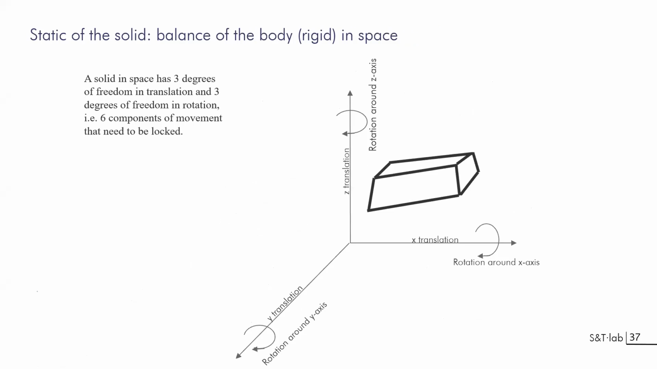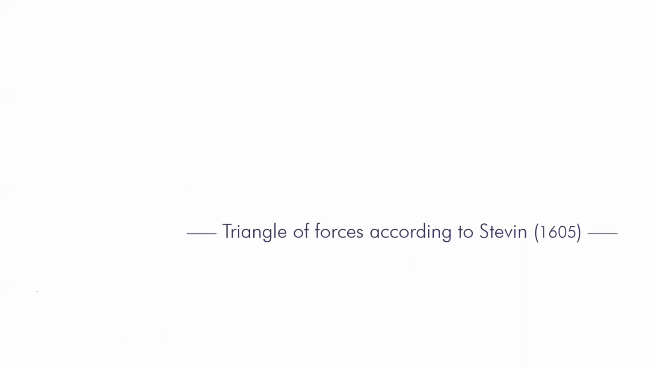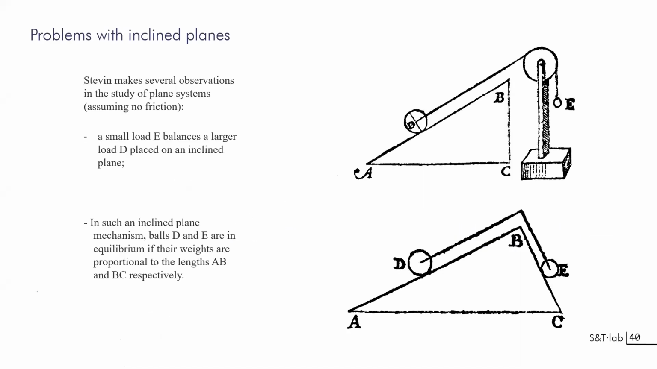If you are going to 3D, you have three possibilities of translation and three possibilities of rotation around each of these axes. But most of the time, you will be able to simplify a 3D problem into a 2D problem. And that will be the topic of this lecture, in which we will be addressing the question of 2D graphic statics. So let's move to the triangle of force according to Zastavni.